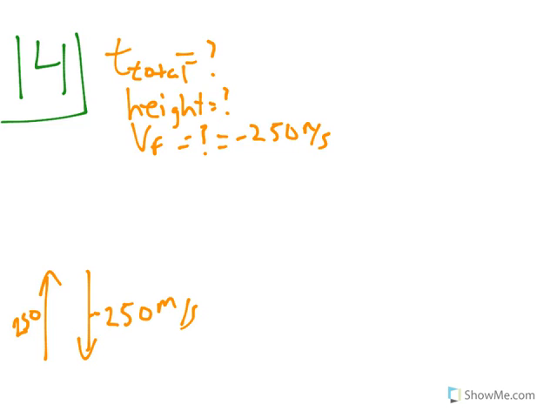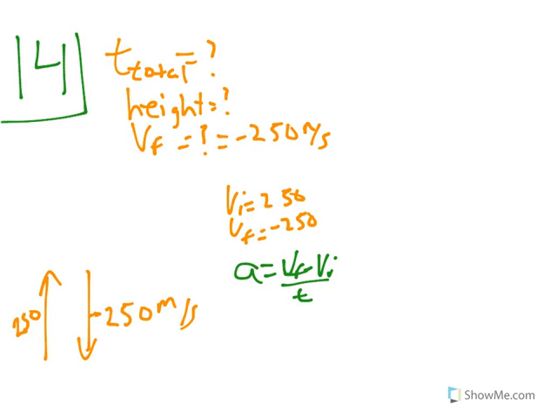Okay, so if we wanted to do this, we need to find a time. So I have VF and I have VI. VI is equal to 250. VF is equal to negative 250. So we're going to use A equals VF minus VI over T to solve for the total time. That'll give us the total time.